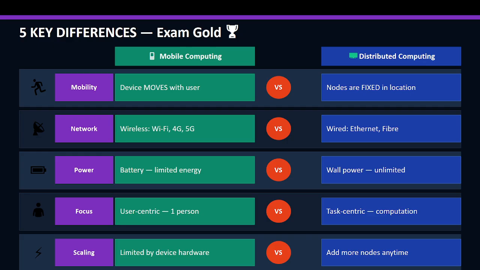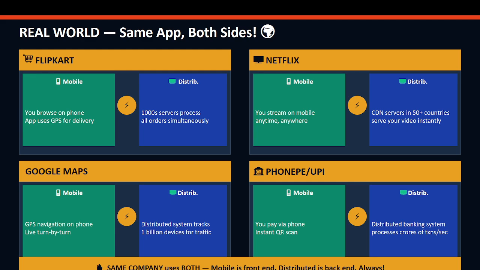Fifth, scaling. Mobile is limited by your device hardware. You can't add a second processor to your phone. Distributed scales by simply adding more nodes: need double the power, double the servers. 5 differences done, that's a 5-mark answer in 60 seconds. Now let's make this real. Same industry, same app, both paradigms side by side.